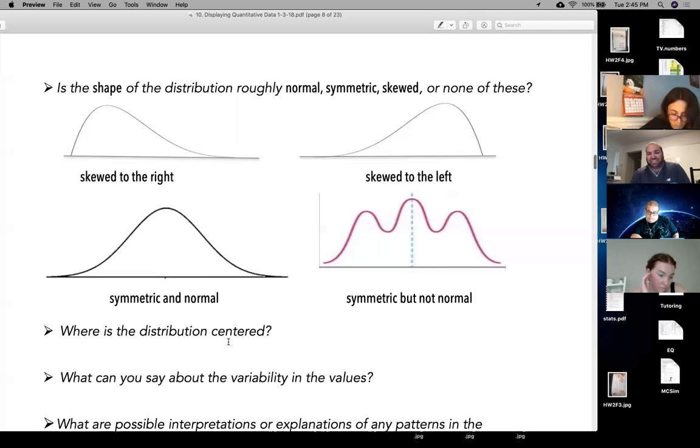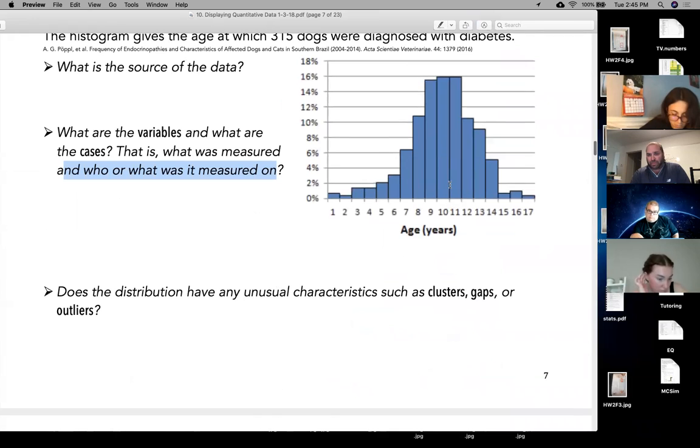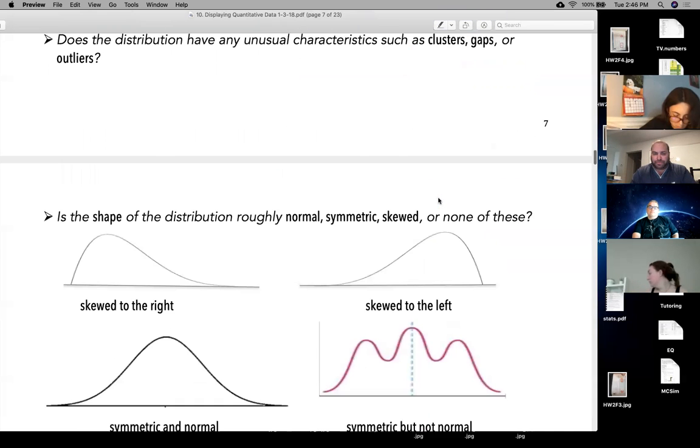Where is the distribution centered? What is the center of the distribution? Well, this one seems to be about here or so, 10 years old, give or take. It's a good measure of center, where half are to the left and half are to the right if we're dealing with the median, or it's a nice balance point if we're dealing with the mean. So right around here is a center. Again, we're not being exact, just a general idea of where the center is.